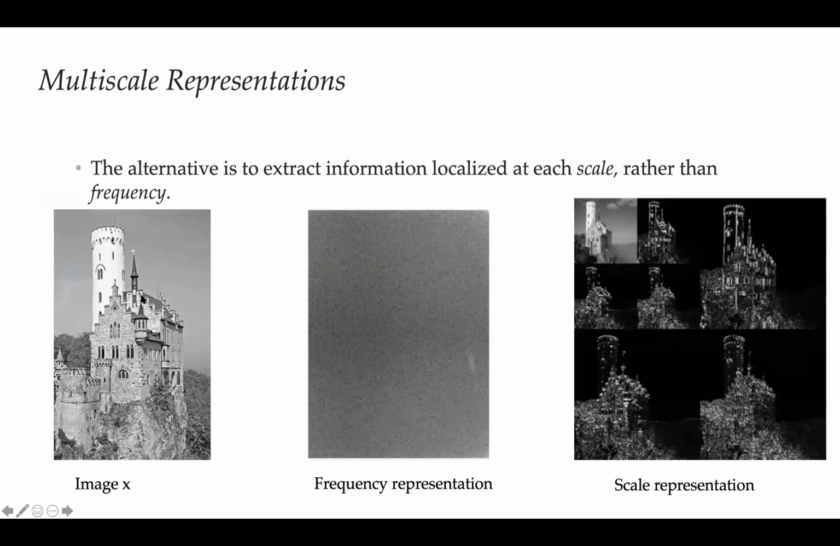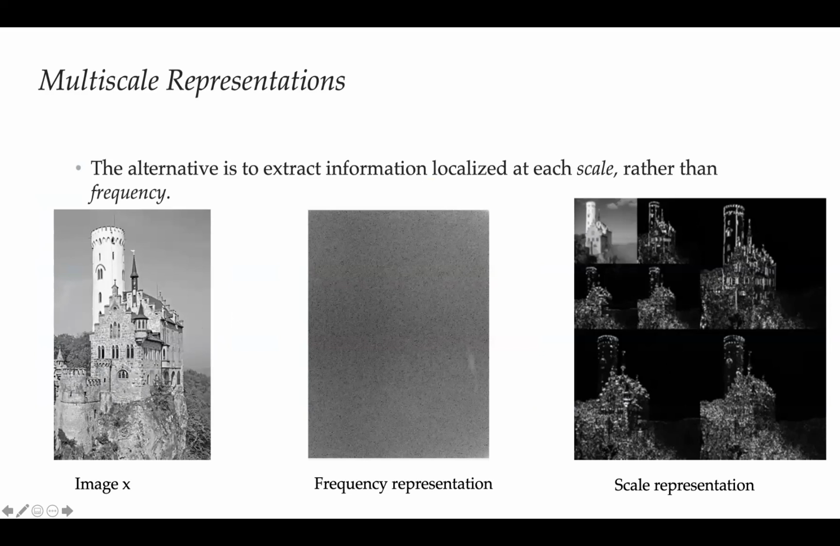So this is this example. If I take an image and express it in the Fourier domain, you will see something that is very hard to interpret, right? Every point here corresponds to a different frequency. So instead of representing the information in terms of frequency, we represent it in terms of scales.